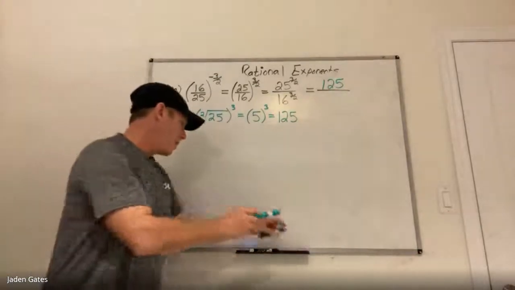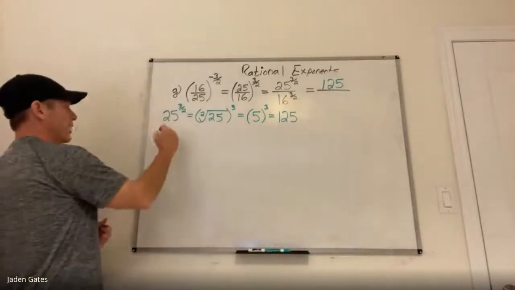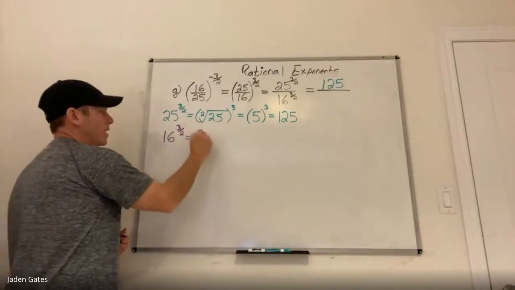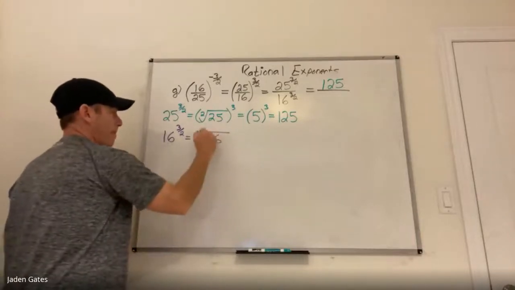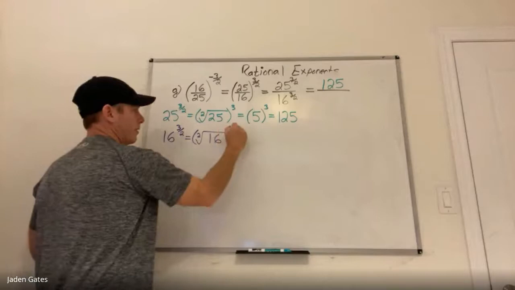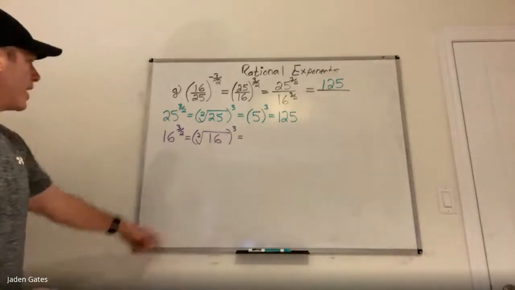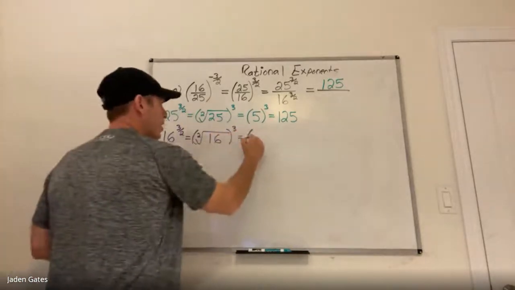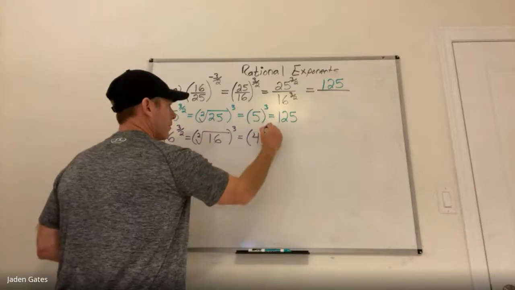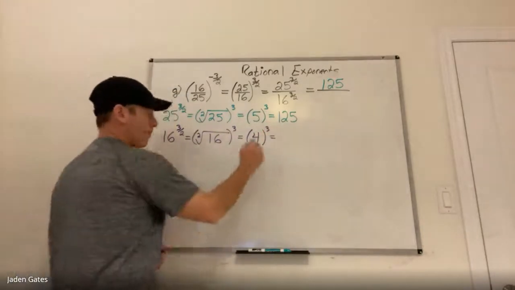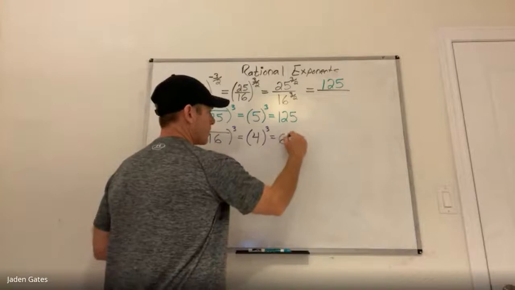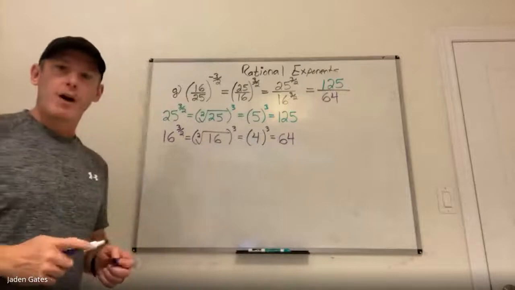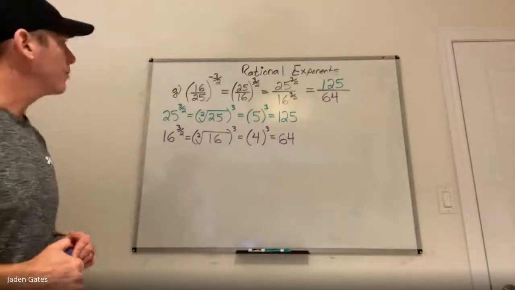All right, I now go and figure out my denominator. So I've got 16 to the 3/2. Same idea, I'm going to put it into radical form. So again, I'm looking for the second root of 16, or the square root of 16, and then I've got to cube it after. Well, the square root of 16 is a 4, and then I cube it. 4 times 4 is 16, times another 4 gives me 64. And so my final answer here is 125 over 64. That is my exact value.